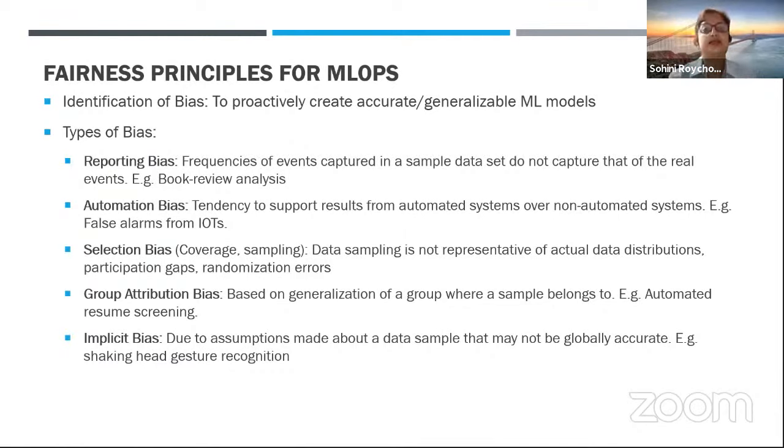So that's why we have to be extremely cautious about the kinds of biases that can occur. You want to proactively create a generalizable ML model. So let's see what kinds of biases can occur in machine learning models.